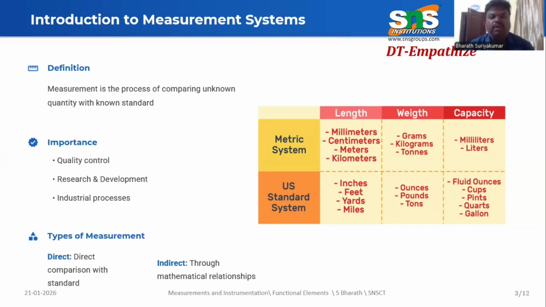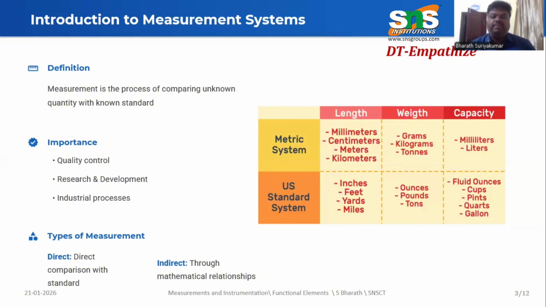So we have some known quantities and unknown quantities. We are going to measure both the quantities. What's the importance? We have good quality control over it. We have a good R&D process, industrial process, everything is involved. So what are the direct type of measurement and indirect type of measurement we have seen.